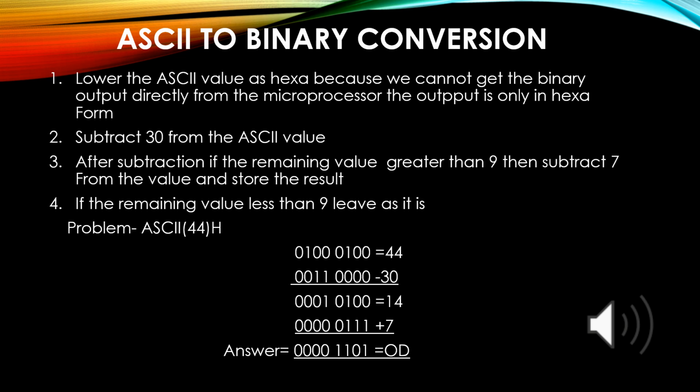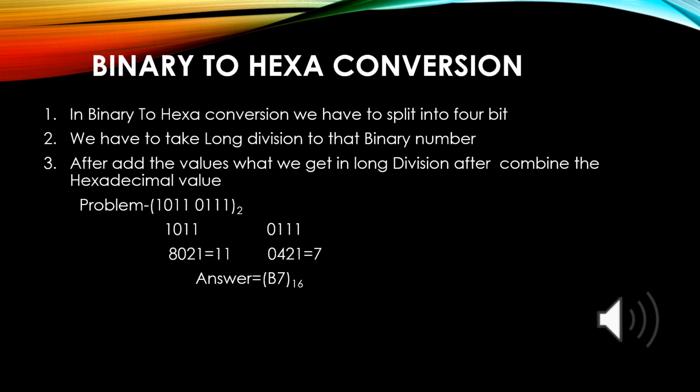Let us see one example. The given ASCII value is 44. First, we should subtract 30 from it. If we subtract 30, we will get 14. The binary value of 14 is 0000100. It is greater than 9, so we should again subtract 7. If we subtract 7 from it, we will get 0d. The binary value of 0d is 00001101.